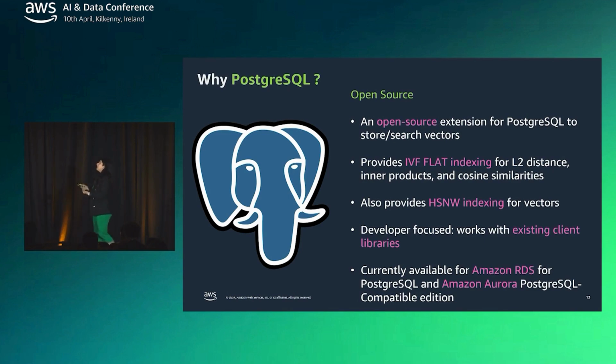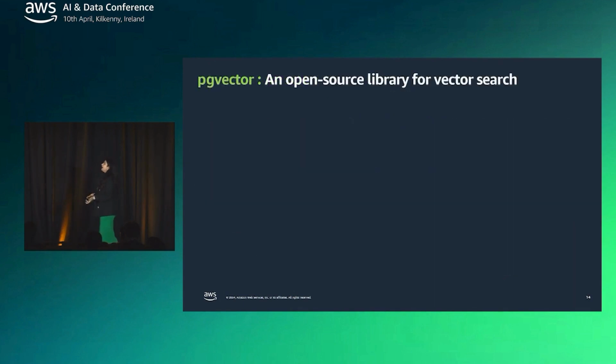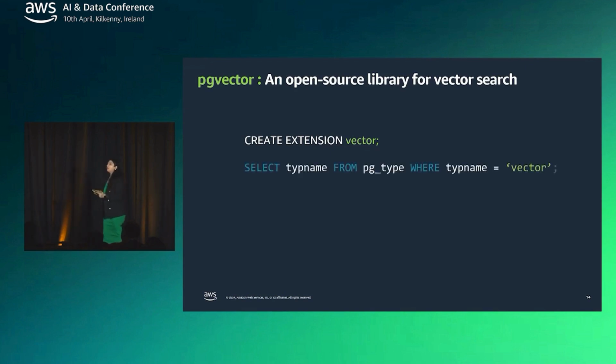Of course, you can just install the extension on RDS or Aurora Postgres, and you can use IVFFlat or HNSW indexing techniques, and it works perfectly with these existing clients. You don't need to do much. In RDS and Aurora Postgres, it's just a command to create the extension, and it is available for both. This is the exact command you need to write: create extension vector. What it basically does is it creates a new data type of type vector.